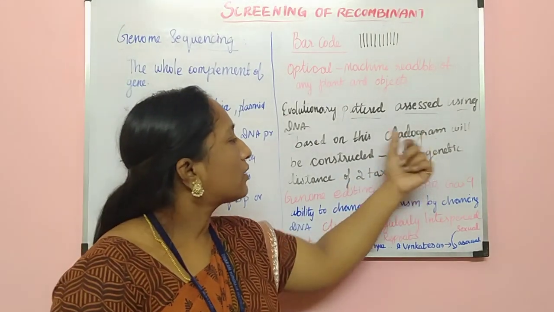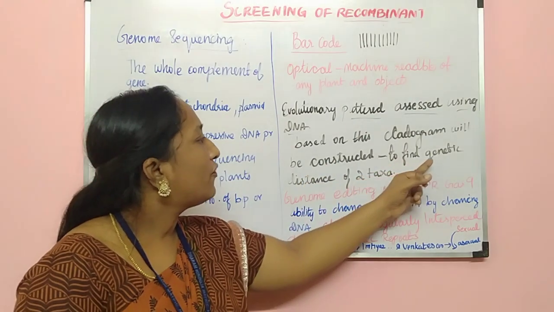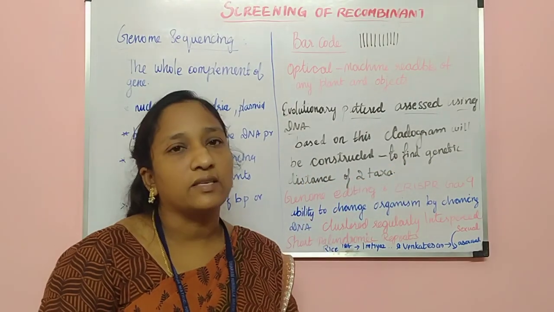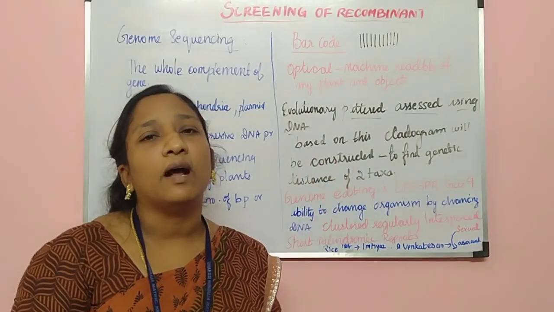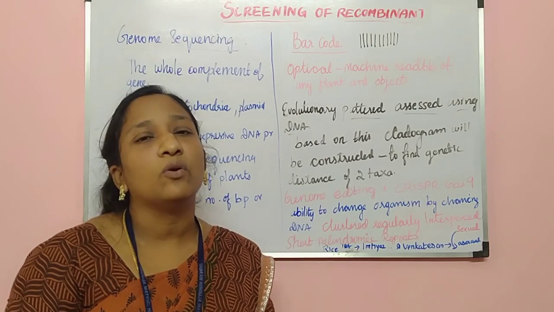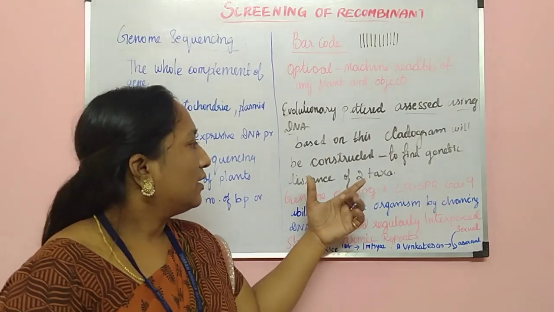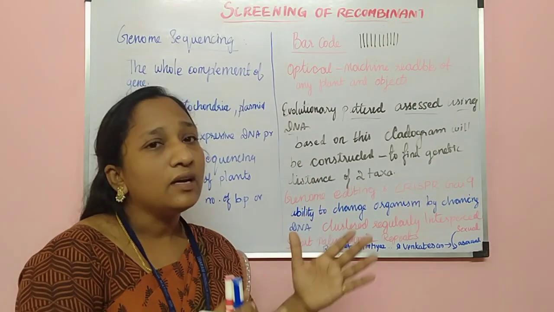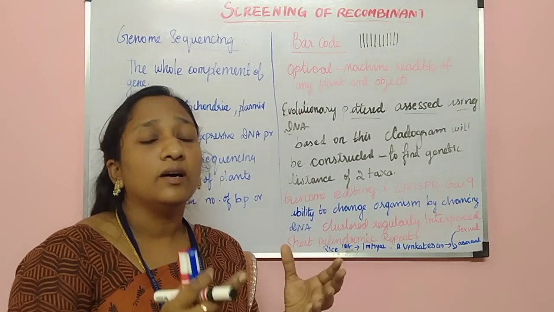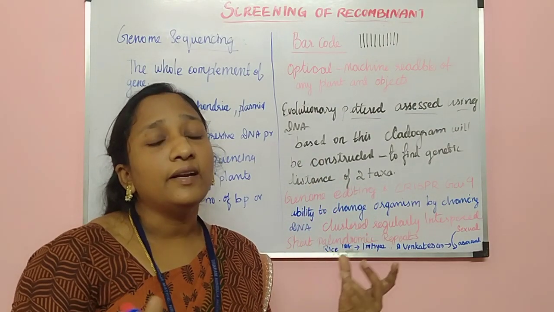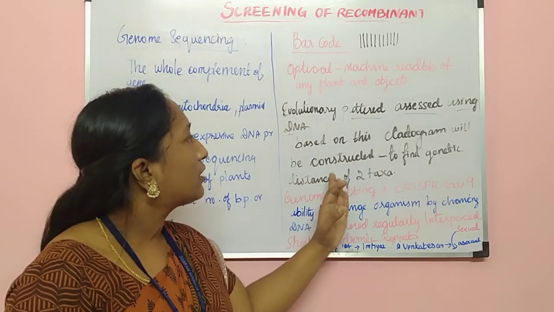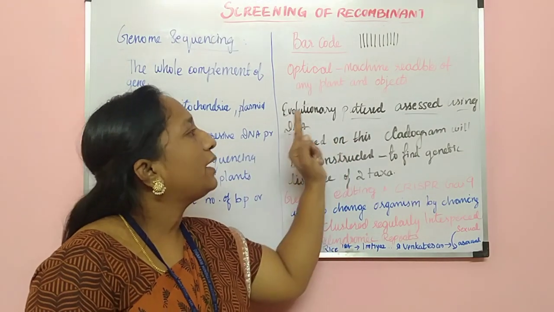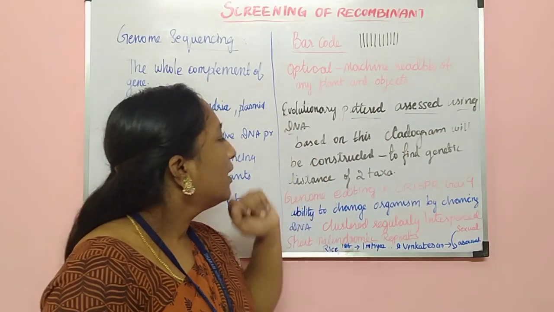By drawing the cladogram, we can find the genetic distance of two taxa. By comparing the details of two cladograms, we can conclude the distance. How they are related, what the similarities and dissimilarities are, everything can be calculated by using evolutionary pattern assessed using DNA.